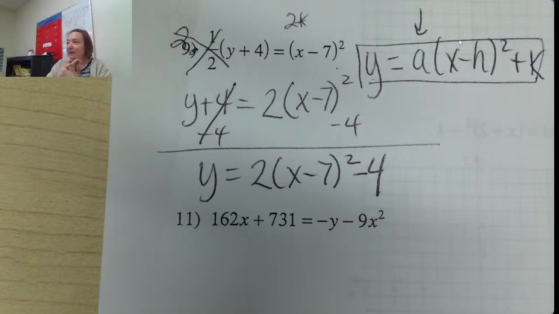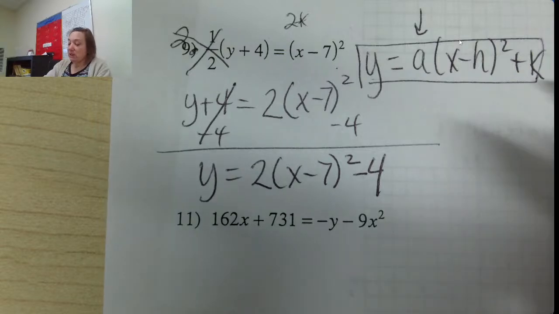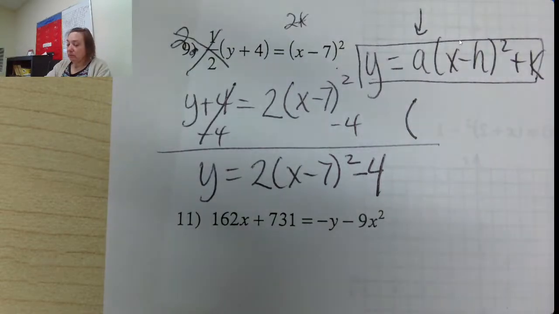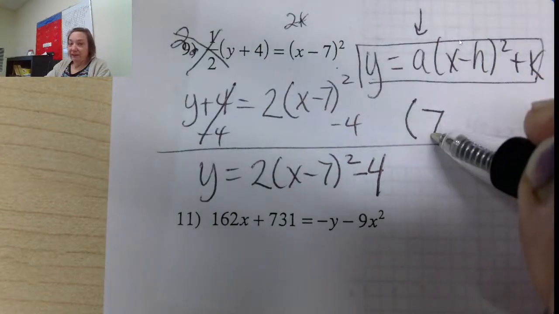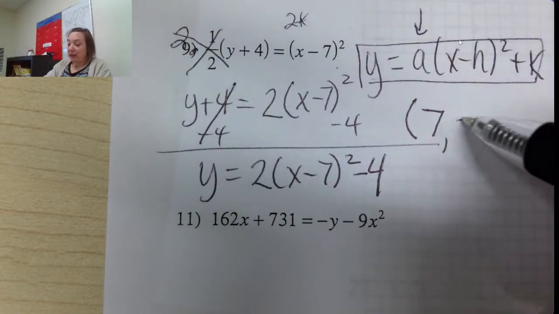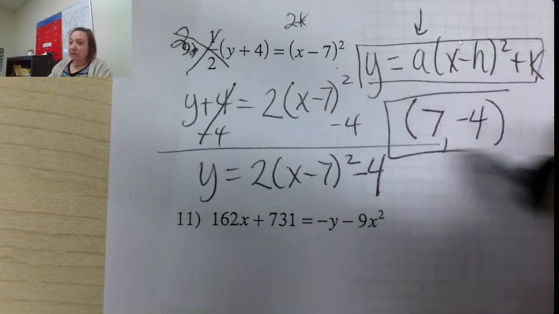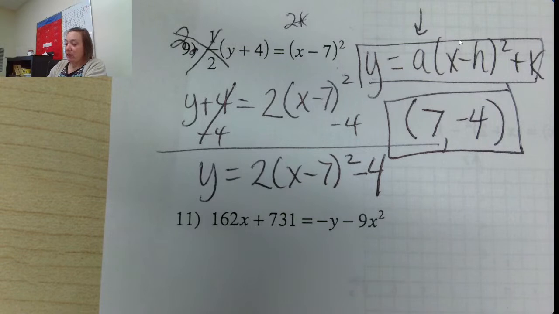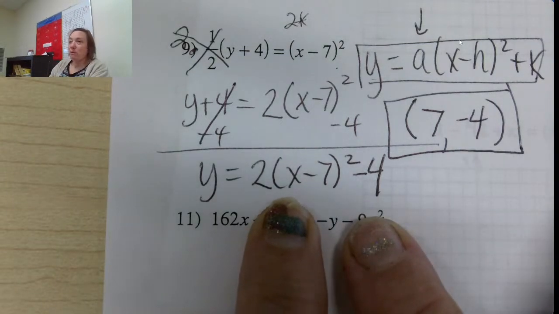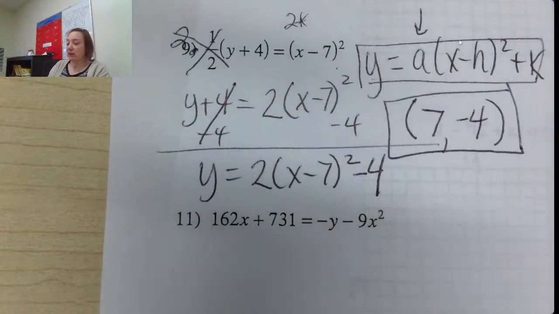I told you, right? So now what is our vertex? Based on this equation, what is the vertex of this line? Positive 7, negative 4. That's our vertex. And we can tell that's our vertex just by looking at this equation. We don't have to do any math. We don't have to multiply anything. This is vertex form, so that is our vertex.